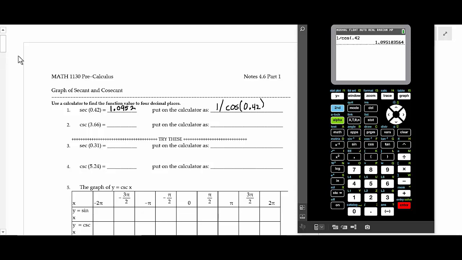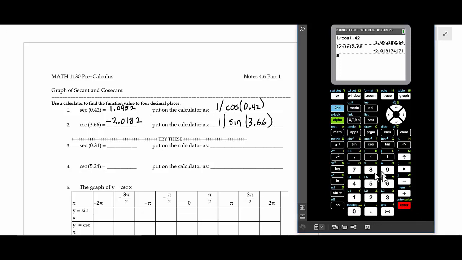How would you do a cosecant? 1 over sine, right. So that's 1 over sine of 3.66. Now you want to be sure that you're in radian mode on this. So we go 1 over sine of 3.66, and then we'll round that off like that. So this one would end up being, the cosecant is negative 2.0182 like that, all right?